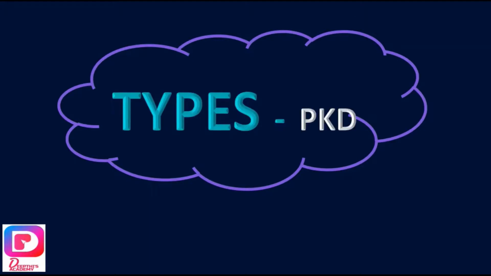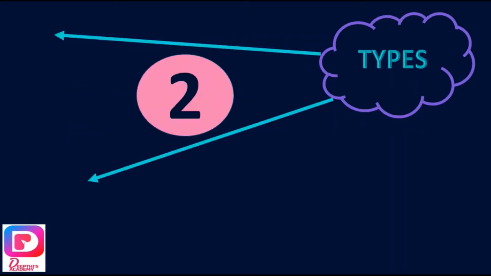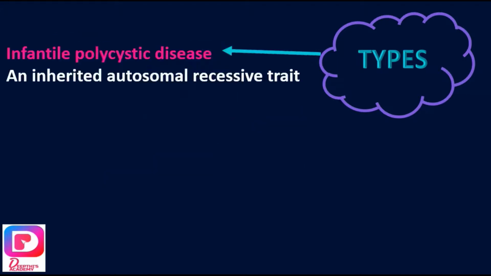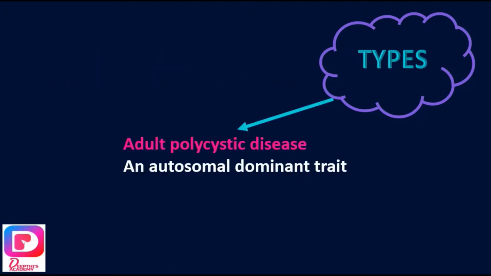Let's see the types of PKD. We have two types of polycystic kidney disease. First one, infantile polycystic disease. It's an inherited autosomal recessive trait. And the second one is adult polycystic kidney disease, that is an autosomal dominant trait.